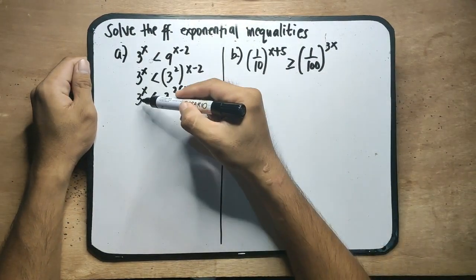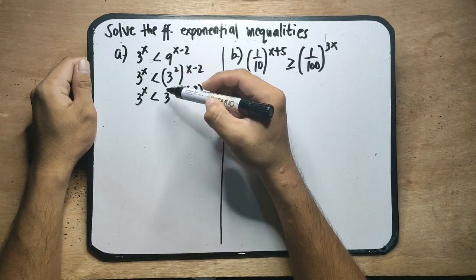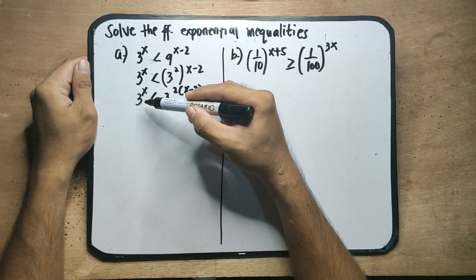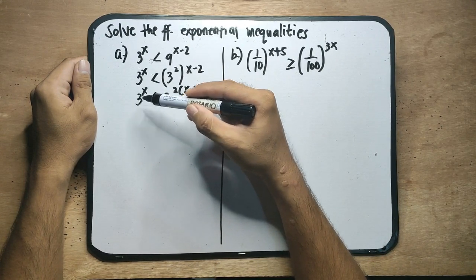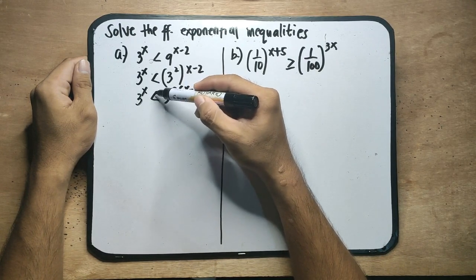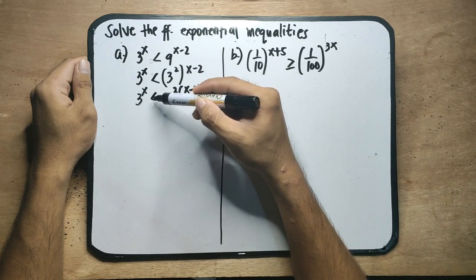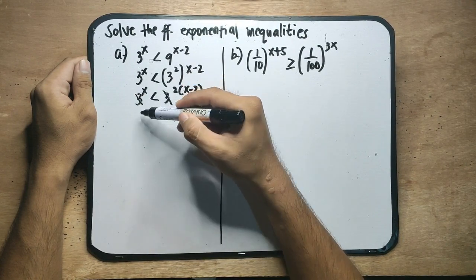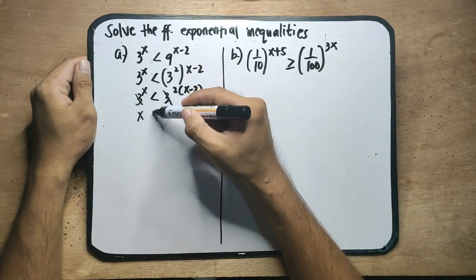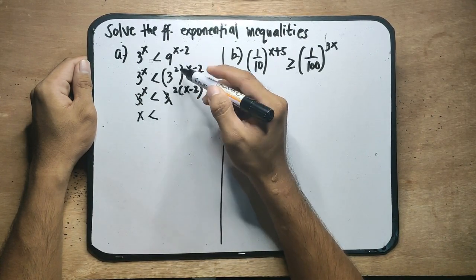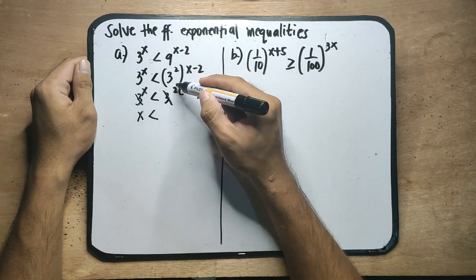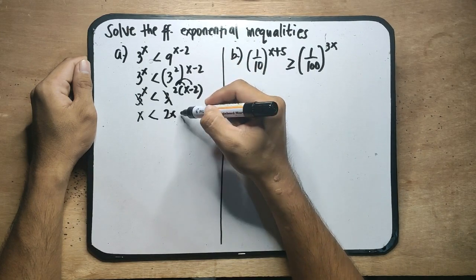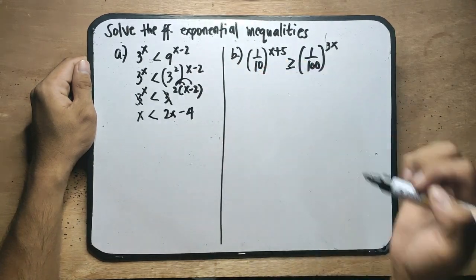Then since pareho na sila ng base at 3 ay mas malaki kay 0, mas malaki siya kay 1, ibig sabihin, ma-retain yung direction ng inequality symbol natin, hindi siya maiiba. Okay, so we disregard this one, we bring down their exponents. x is less than, so we distribute 2 to all the terms inside the parenthesis. So 2 times x is 2x, 2 times negative 2 is negative 4.